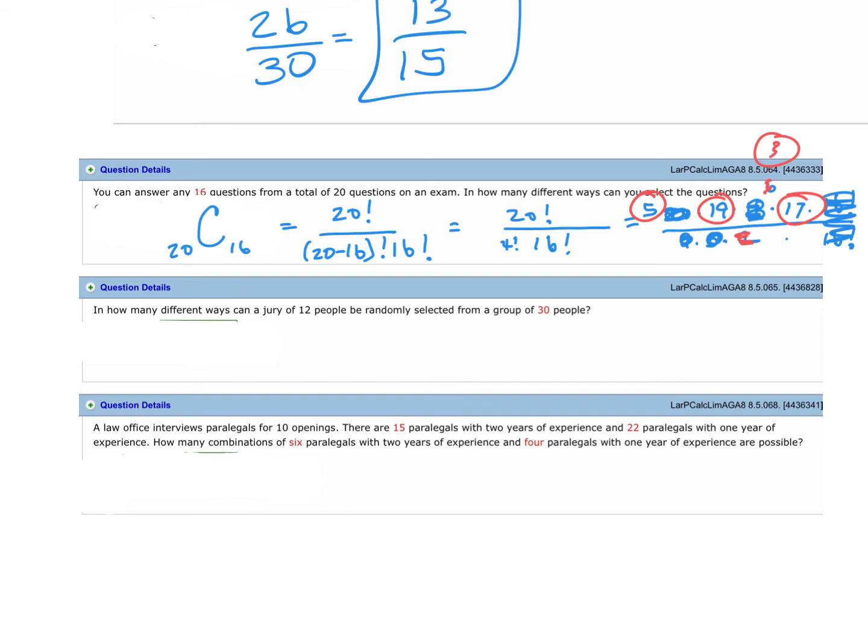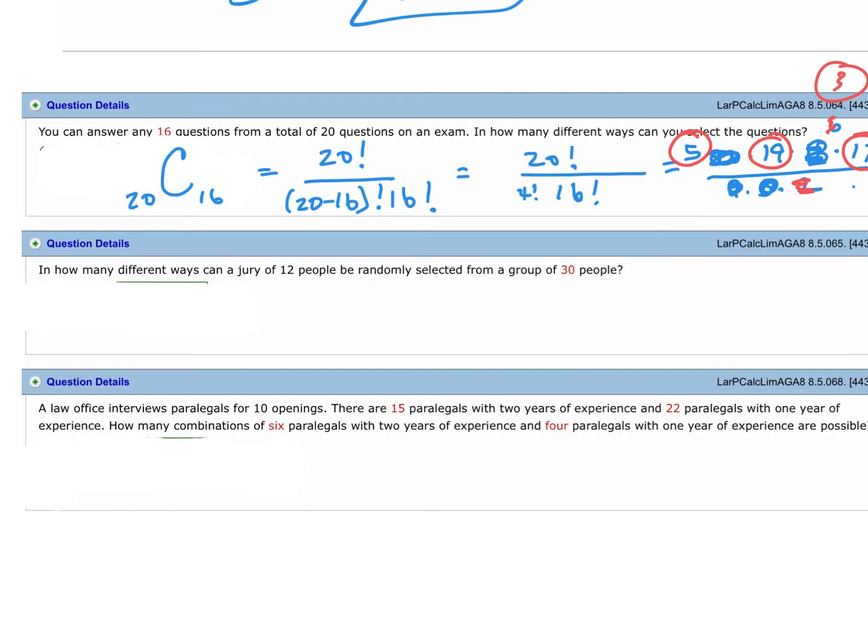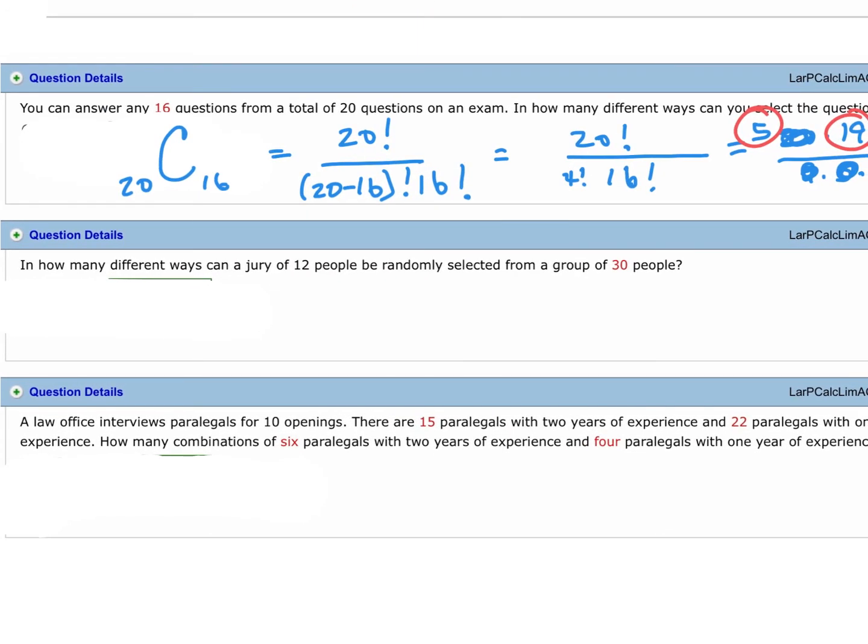It doesn't matter. You're just choosing the jury. You're not seeing where they're sitting or anything like that. You're choosing the jury. It doesn't matter if someone's picked first or second or third. It's just you're getting a group of people together.